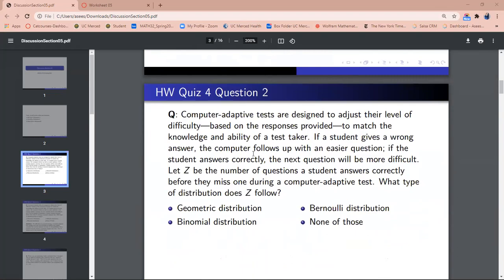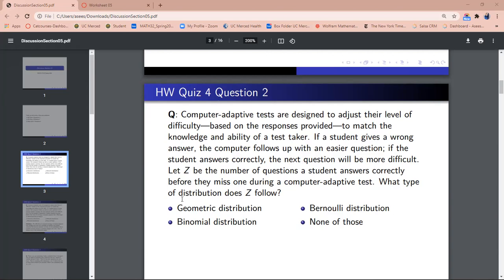The question was: computer adaptive tests are designed to adjust their level of difficulty based on the responses provided, to match the knowledge and ability of a test taker. If a student gives a wrong answer, the computer follows up with an easier question. If the student answers correctly, the next question will be more difficult. Let Z be the number of questions a student answers correctly before they miss one during a computer adaptive test. What type of distribution does Z follow? Geometric, Bernoulli, binomial, or none of these? What do you think?